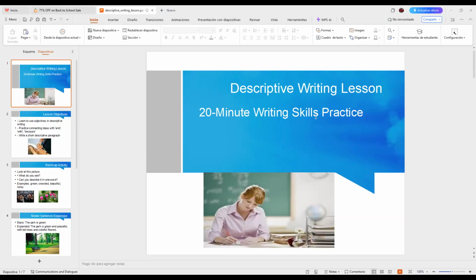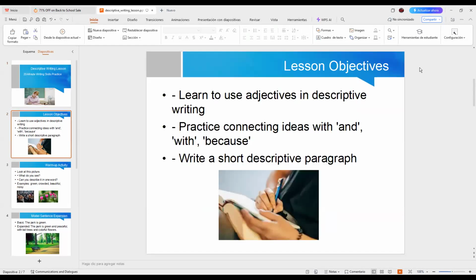Probably they can be very creative during these activities, right? Now we have the lesson objectives. We have three lesson objectives.